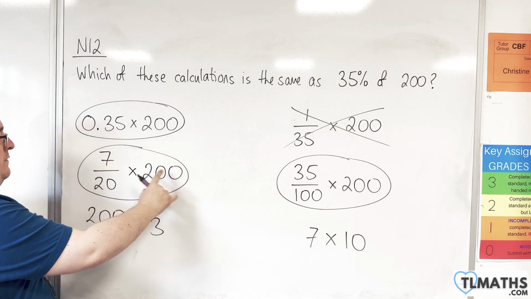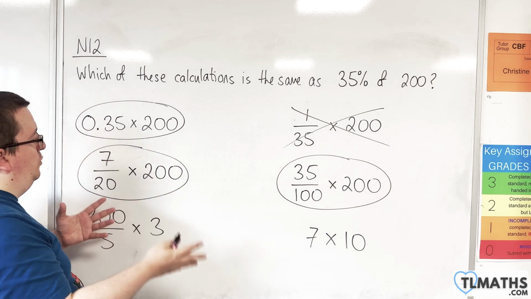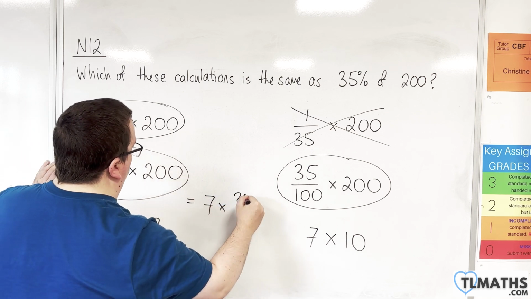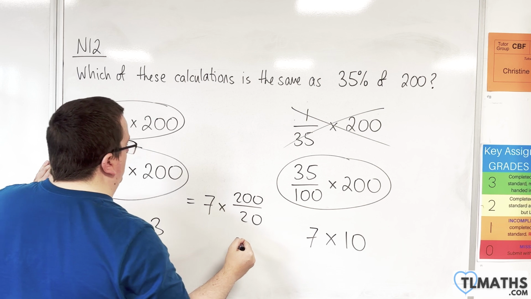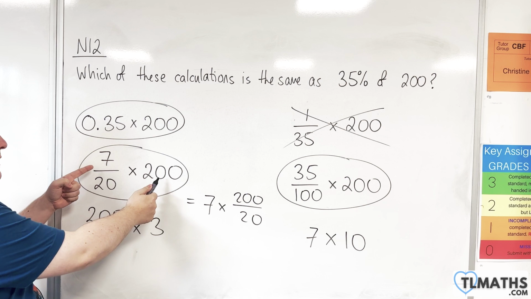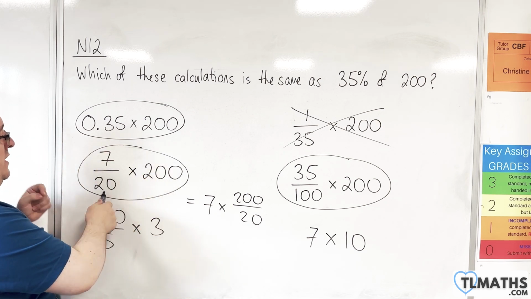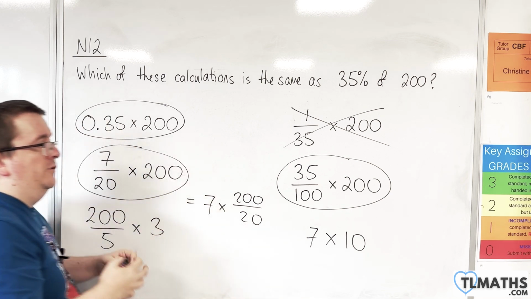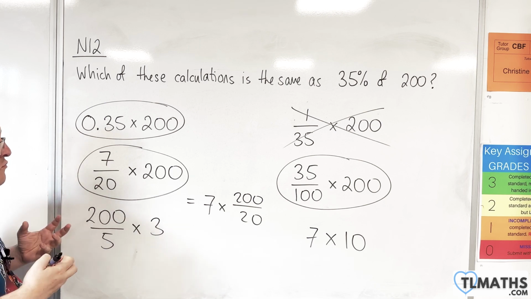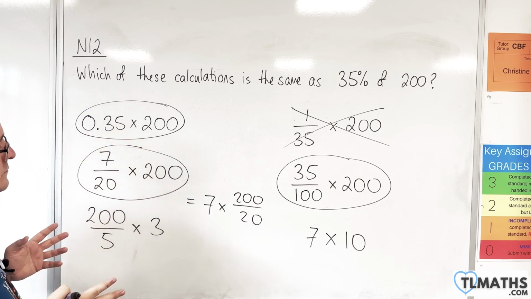Now, 7 over 20 times 200, well, that can be manipulated because you could write that as being 7 times 200 over 20. So essentially what it's saying is you could do the 7 times 200 first and then divide by 20, or you could do the 200 divided by the 20 times by 7, which is that. So you can do that in any real order here. The order of operations doesn't really matter because multiplication and division have that same order of prevalence.